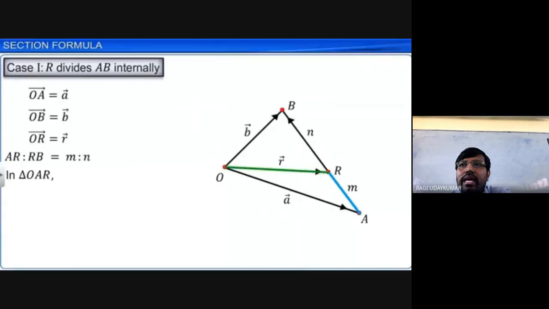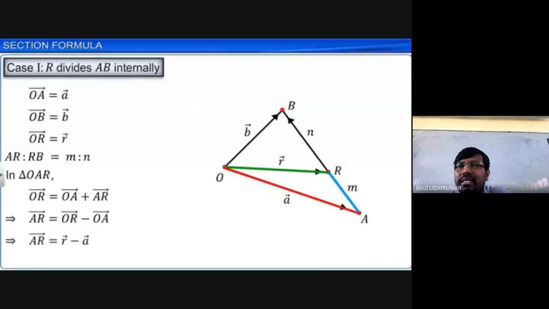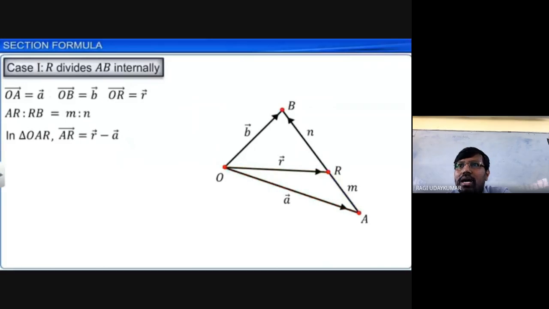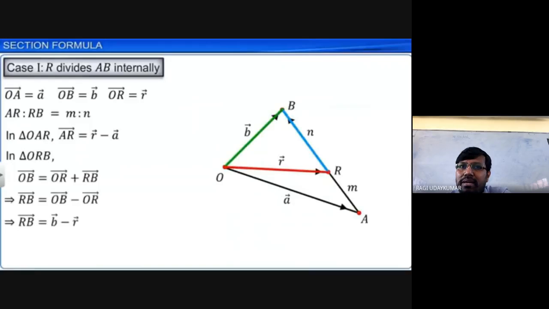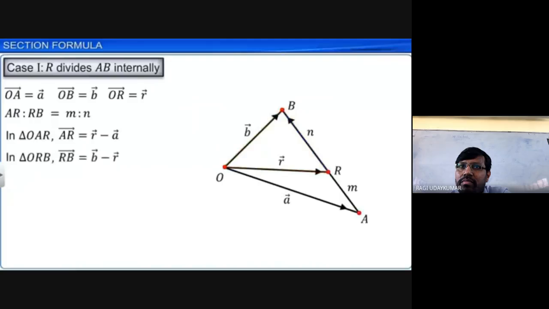we have OA and AR, and OR can be written as OA plus AR. AR can be written as R bar minus A bar. In the same way, if you take triangle ORB, RB can be written as OB minus OR, that is, B bar minus R bar. So this is the proof of how we get the vector R bar.